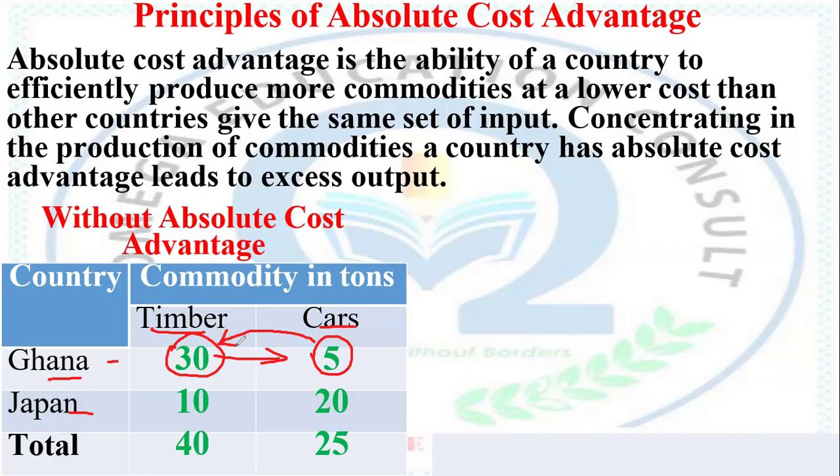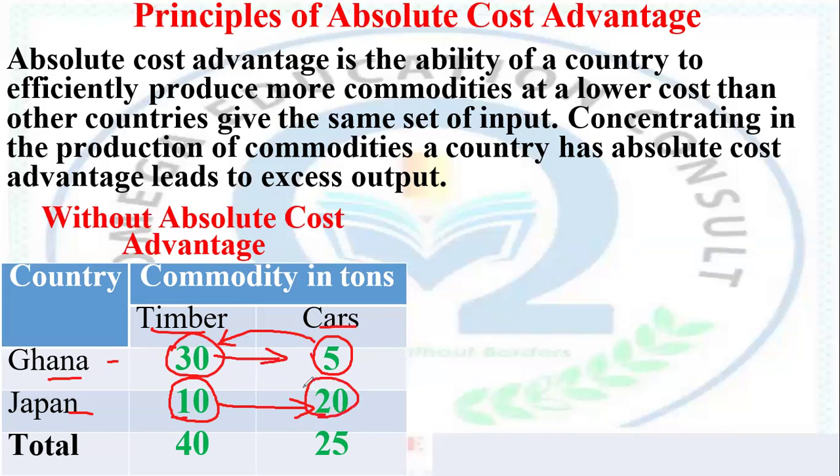So, per the principle of absolute cost advantage, Ghana has a better efficiency and can produce timber more cheaply than cars. Now, let's go to Japan. If Japan uses its resources to produce timber, Japan can produce 10 tons of timber. Same resources that can be used to produce timber in Japan, when converted to the production of cars, will give Japan 20 tons of cars.